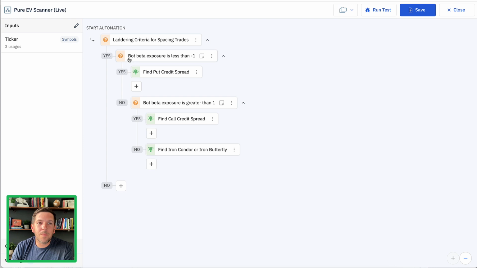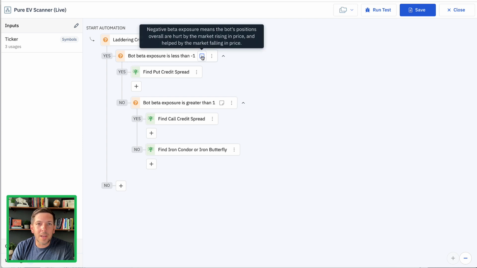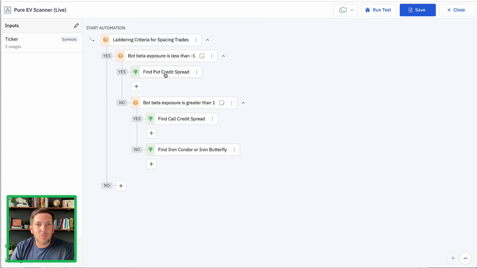So for example, if the bot exposure is less than 1, and I added some additional notes in here so you can see those, basically this negative exposure means that the bot's overall positions are hurt by the market rising. So if I've got too much bullish or bearish exposure in my portfolio and the market rises, then I need to add some bullish exposure, right? And right now I'm very balanced in the exposure that I'm giving the bot.